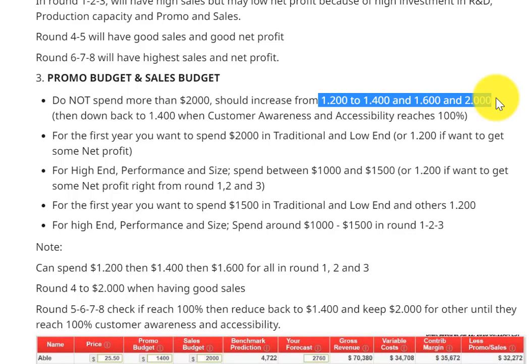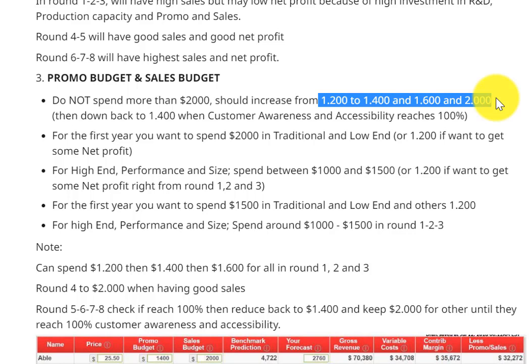When customer awareness and accessibility reach 100%, we can reduce that back to 1,400. We do not try to spend 2,000 right from round 1 because in round 1 we get good sales but very low net profit. If we spend too much, we can get negative net profit. It's not good because positive net profit can bring higher investment in round 2 and round 3. So spending about 1,200 to 1,400 in round 1 is more optimal, better than 2,000.